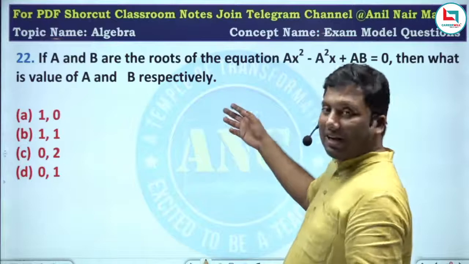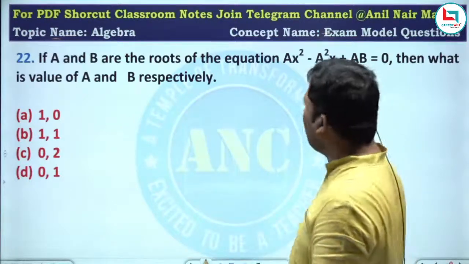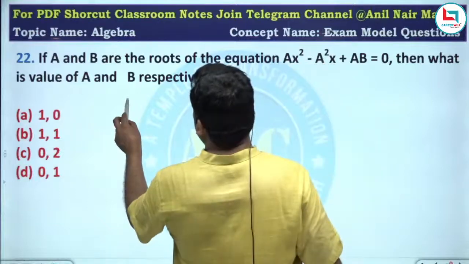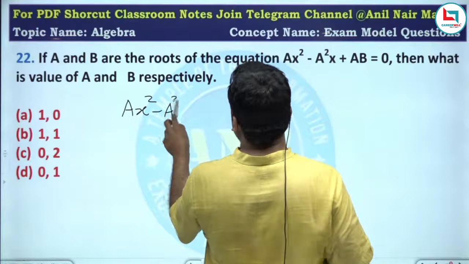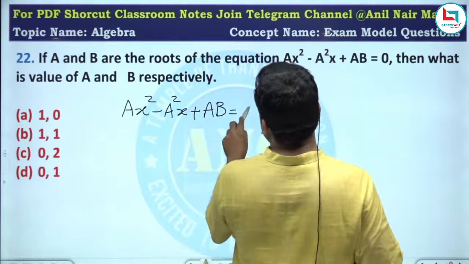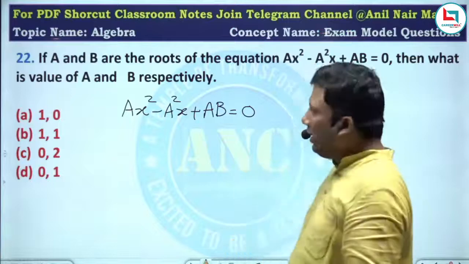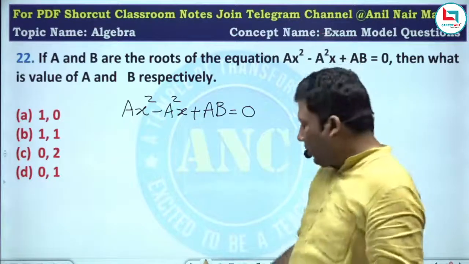Now there is an alternate question. Question contains variable, answer contains numerical values. a and b are the roots of the equation a x square minus a square x plus a b equals 0.